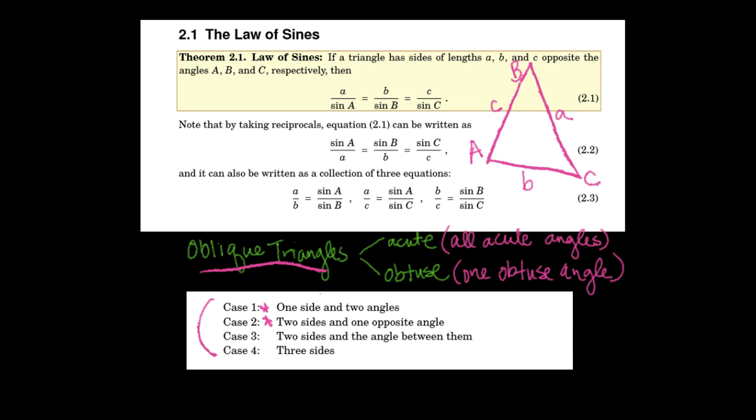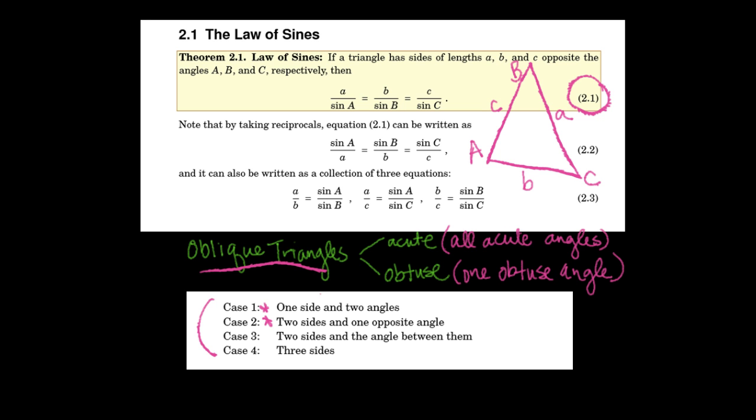And I always want you to draw a picture when you're doing these problems, okay? So the law of sines, it's pretty straightforward. The side of a triangle is proportional to the sine of that angle, and that is proportional to any other side and its sine of the angle. So all of these, I'm creating these ratios, and all of these ratios are equivalent. That's 2.1.